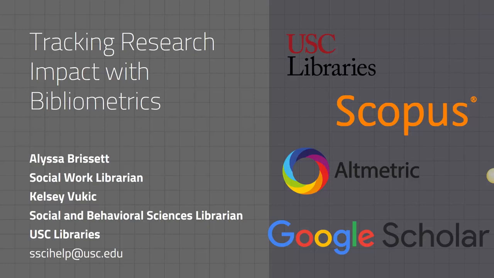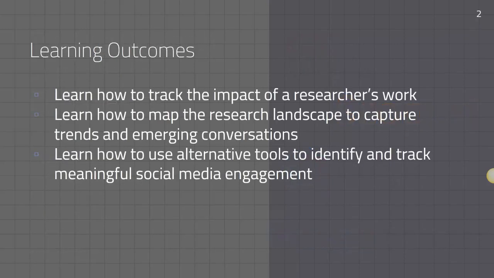Our workshop today will cover the importance of bibliometrics in determining the quality of research and measuring impact. This workshop will provide an overview of bibliometric tools available through USC libraries. Our learning outcomes are: learn how to track the impact of a researcher's work, learn how to map the research landscape to capture trends and emerging conversations, learn how to use alternative tools to identify and track meaningful social media engagement.